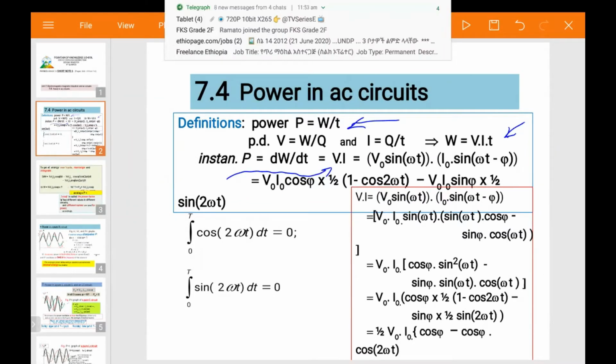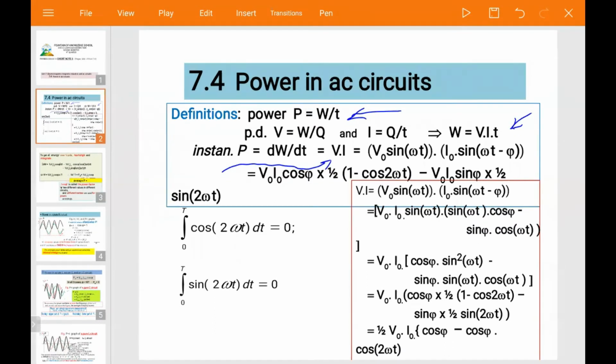What makes things difficult? Are we talking about a pure R circuit? Are you talking about a pure L circuit, a pure C circuit, or an LC circuit? In a pure R circuit, for example, there is no phase difference between current and voltage. So what do you write here? V0 sine omega t for voltage, and I0 sine omega t for current.